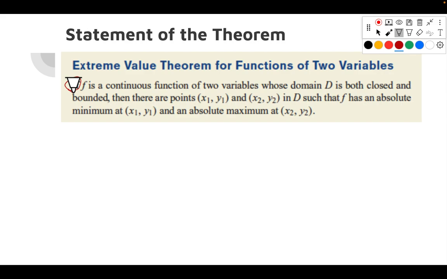But if that happens, what it tells us is that there are two points. There's a minimum point and a maximum point, and they call them x1 and y1, such and such. And not only are they maximum, there's an absolute maximum. Again, because it's bounded and because it's a closed domain, we can say that there's going to be a high point and a low point. So that's what it does. It doesn't tell us how to find it.